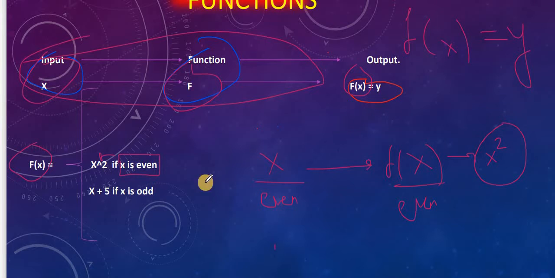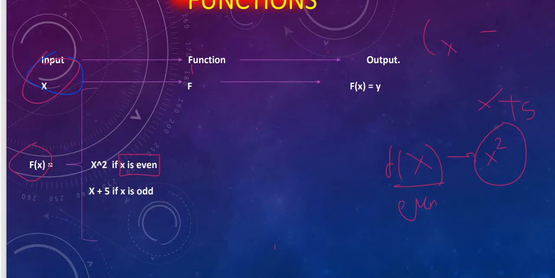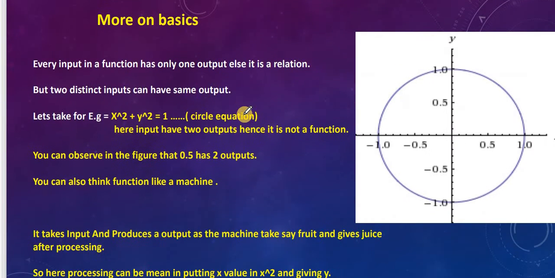Okay, so in simple words, this process is happening in functions. If my input is even, then it is going to produce x square. If it is odd, then it is going to produce not x square but x plus 5. Okay, so I hope you get it. A little bit about basics. Now let's discuss further, more on basics.